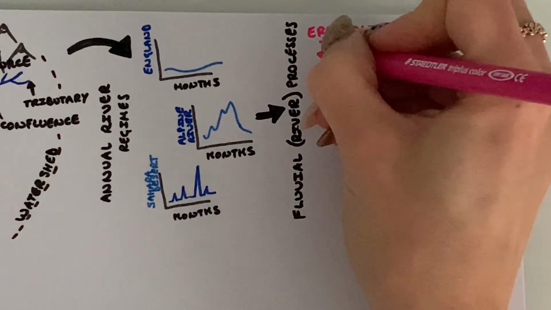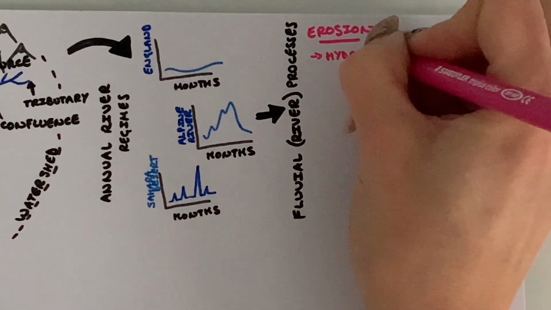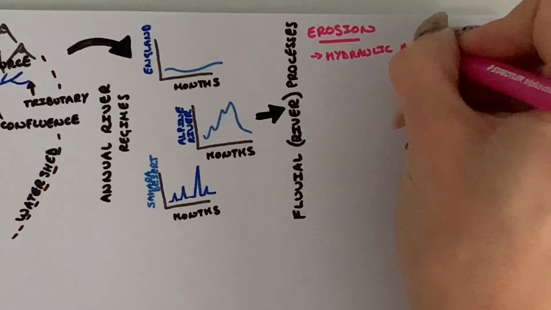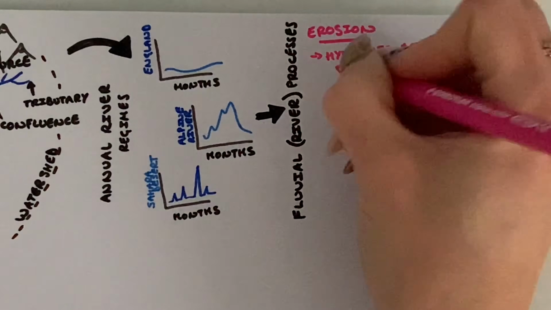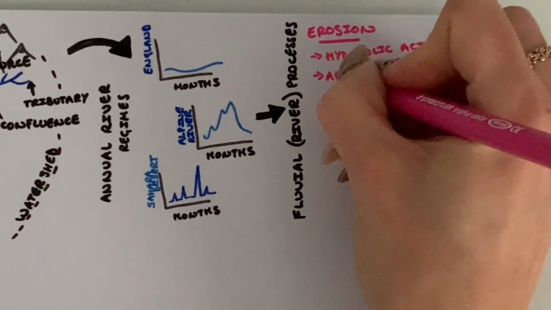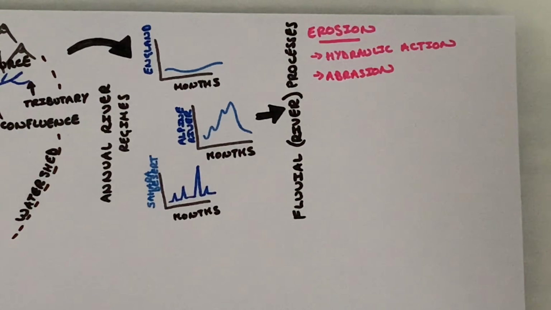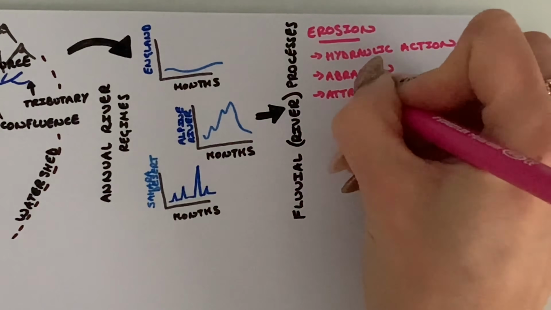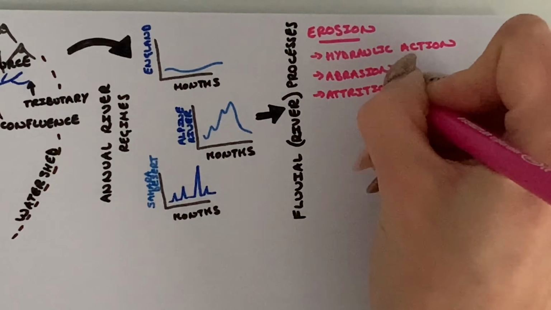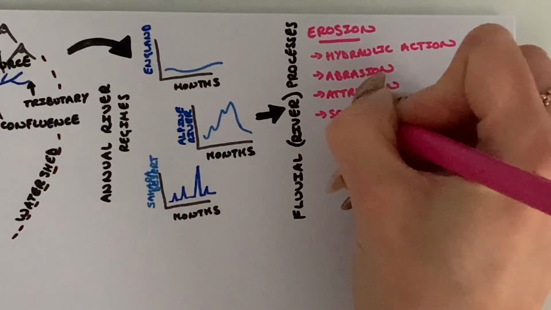So if we start with erosion processes first, erosion meaning the wearing away of the land. The first erosion process is known as hydraulic action. And this is where we have water crashing against the river channel sides, and it compresses the air in the cracks and it expands those cracks and eventually erodes the river channel. Abrasion, on the other hand, is when we have eroded particles in the water, scraping and rubbing against the rock, removing smaller pieces.